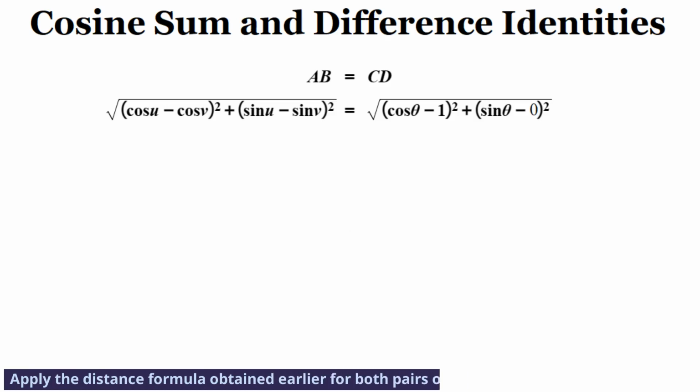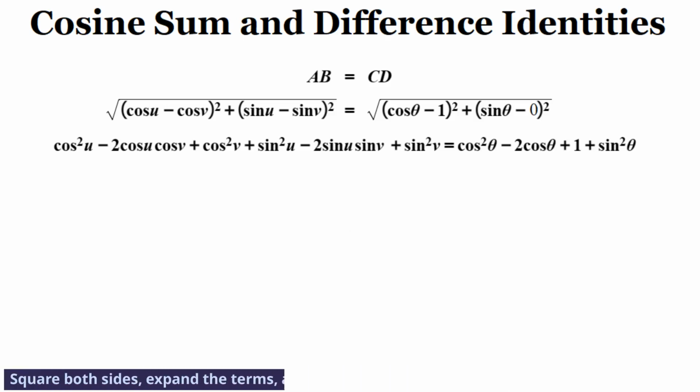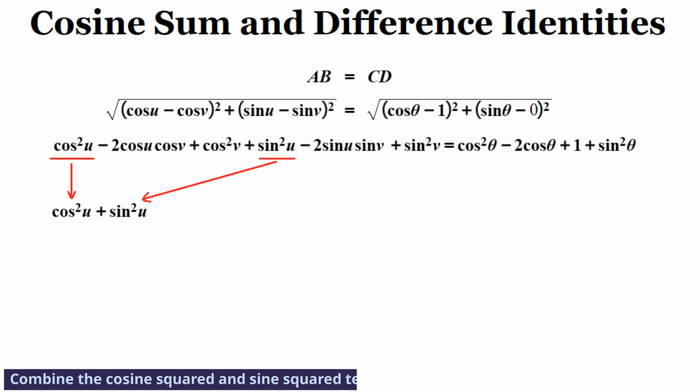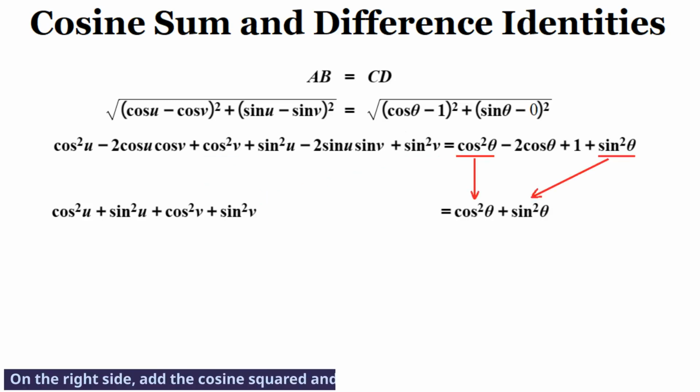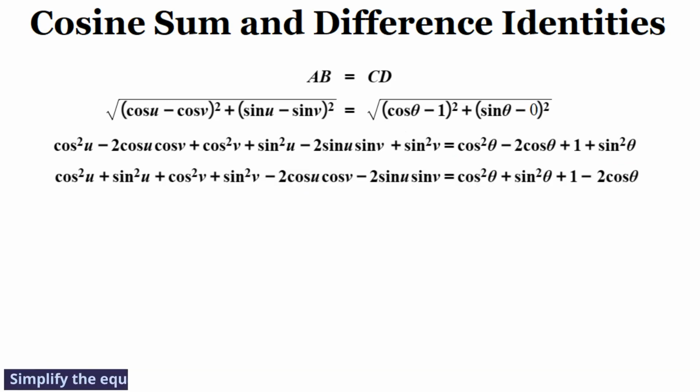Apply the distance formula obtained earlier for both pairs of points. Square both sides, expand the terms, and collect like terms. Combine the cosine squared and sine squared terms for angle U, and do the same for angle V. On the right side, add the cosine squared and sine squared terms for angle theta. Simplify the equation.